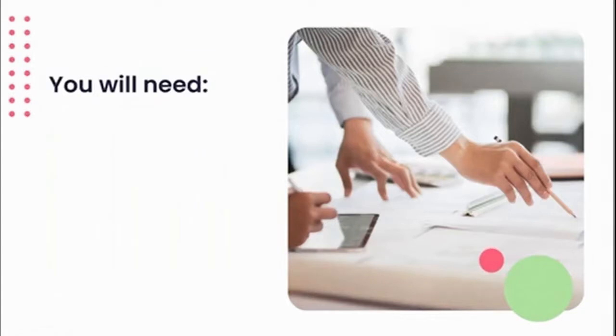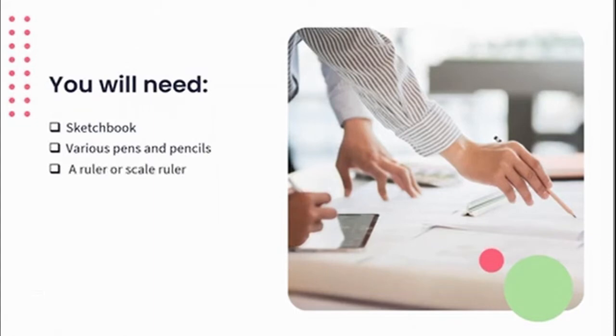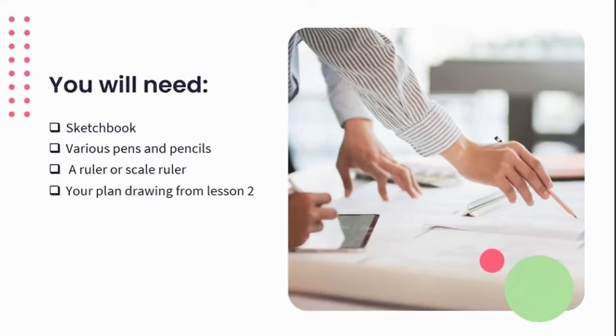As usual, we'll need a couple of things for the lesson, and you will always start off with our trusty sketchbook. So grab your sketchbook. We'll need a couple of pens and pencils, whatever you've got handy, your scale ruler or just a standard ruler, a copy of the plan drawing that we drew up in lesson 2, a large surface area, and my favorite, a nice little space where you can feel very relaxed and calm and get some peace and quiet. Let's get your creative juices flowing.